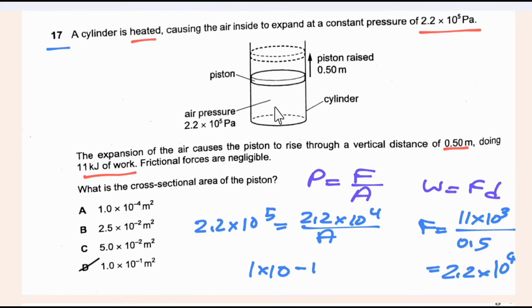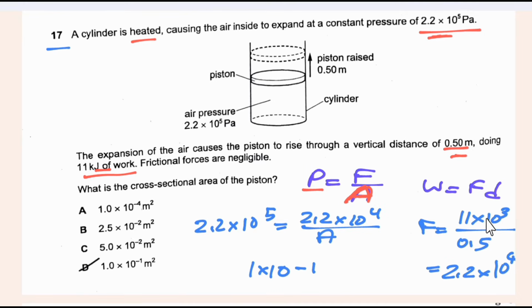To find the cross-sectional area, we know the value of pressure, and we know the work and the distance. We know that pressure is equal to force by area, and we need to find this area. To find the area, we know the pressure, but we need to find the force. So what is the force? We know that work done is equal to force times distance.